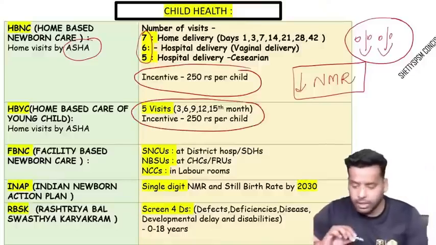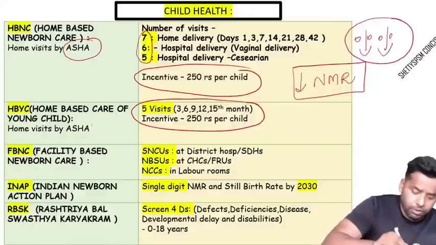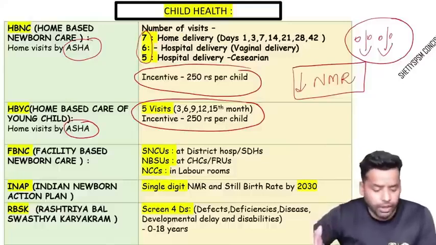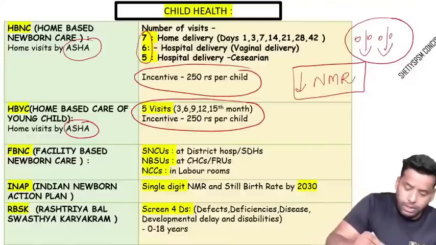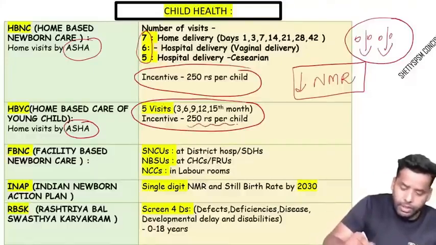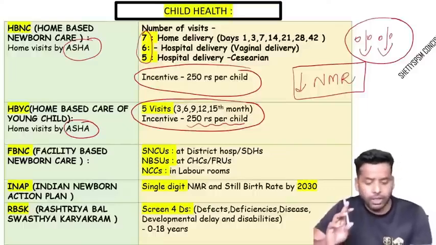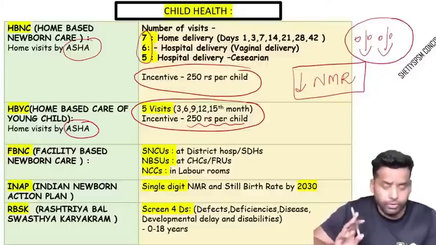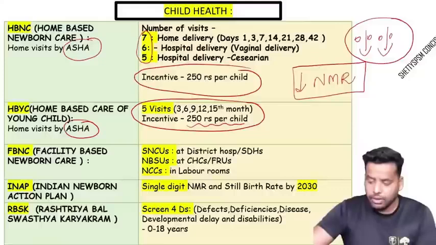Don't make mistake. Home based care of young child. Here also home visits by Asha worker where she will be counseling for nutritional purpose. The main purpose of this is nutrition. How much Asha worker will get for completing all the 5 visits? This scheme is totally different. Don't make mistake in the exam. I have seen students making mistake.